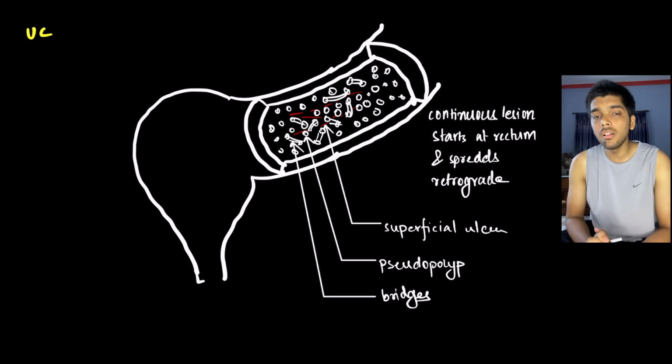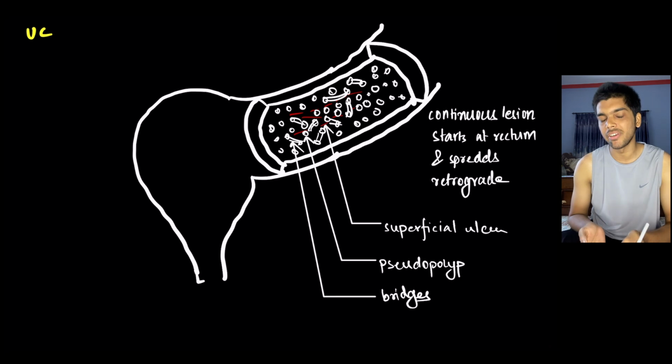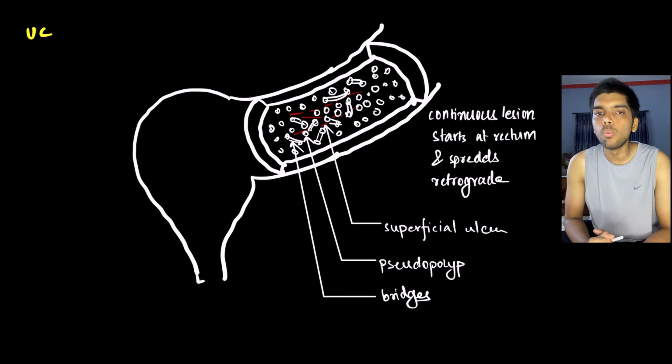Now, is the ulcer deep or superficial? I have already said it. It's superficial. That means, can you see fistulas and fissures? No, absolutely not. There are no fissures. There are no fistulas. Next, wall. Is there transmural involvement? No, transmural involvement is not present.